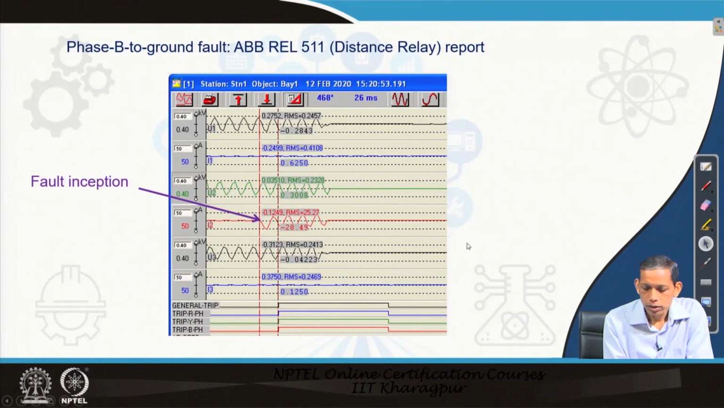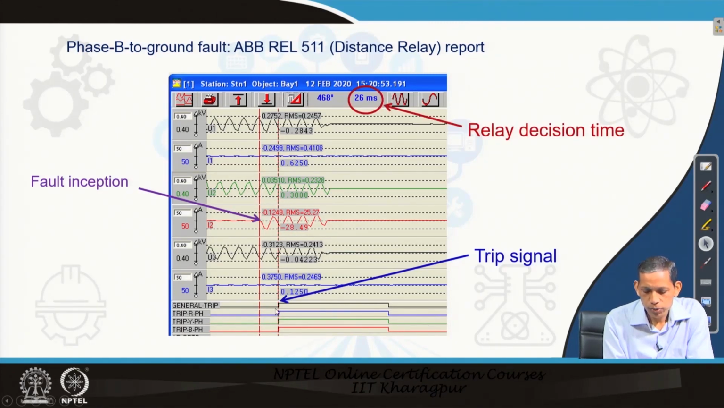Now, you see here the relay trips. This trip signal of the relay is being actuated here. It becomes high, and from the fault inception to the trip signal, the time elapsed is 26 millisecond. So, the relay decision time from fault inception to the trip signal generation comes out to be 26 millisecond here. This is a 50 hertz system application.